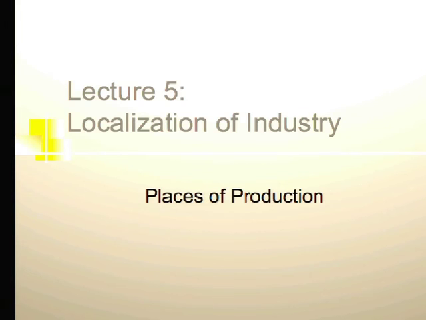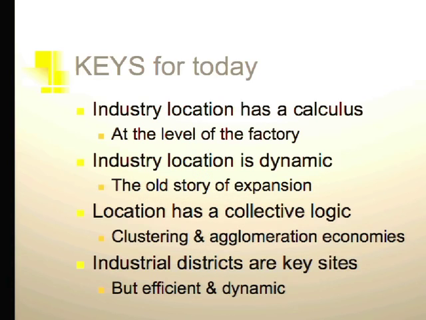Okay. So our key points today are that there is a logic to industrial location. There's a kind of calculus. It's like the classic economic calculus about why you might locate a factory in one place or another. And we'll go through that, but it turns out that calculus is not sufficient at the level of the individual factory. We have to look at dynamics of industry, and then we have to look at collective logics of industry when we talk about clusters and industrial districts, which is a very important theme in economic geography today.